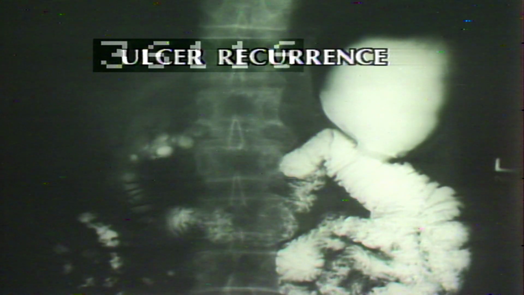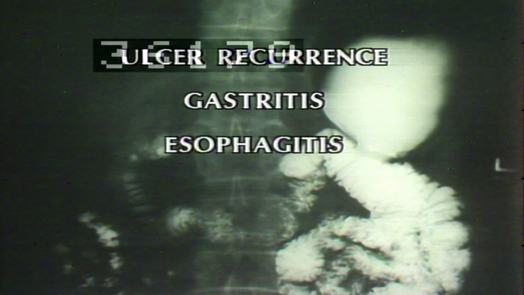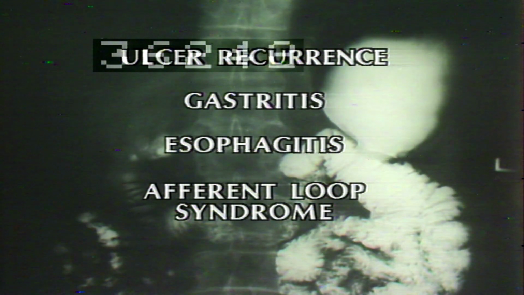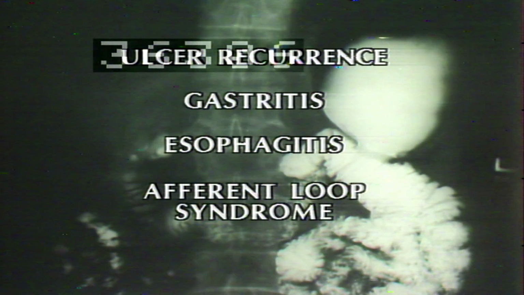When the patient returns to you 2 months after being discharged, he complains of almost constant epigastric pain. In a patient with vagotomy, subtotal gastrectomy, and Billroth II anastomosis, this may be due to many causes: ulcer recurrence, gastritis, esophagitis, afferent loop syndrome, and other possibilities should be considered.